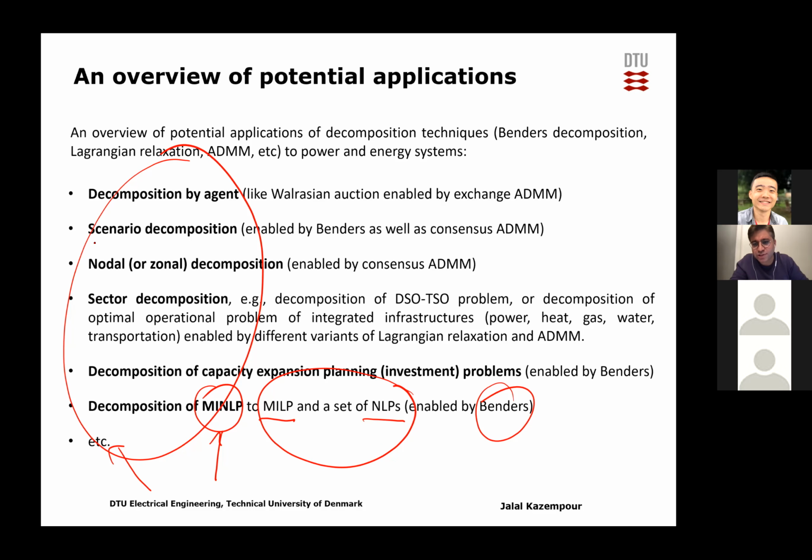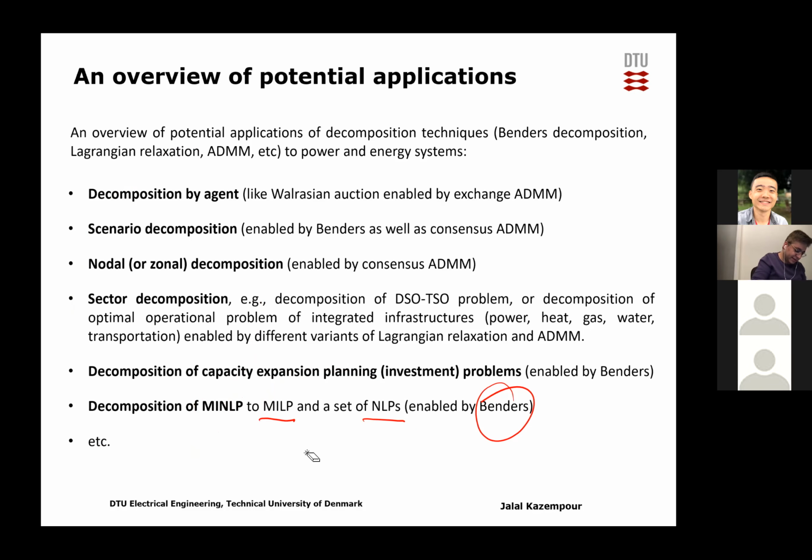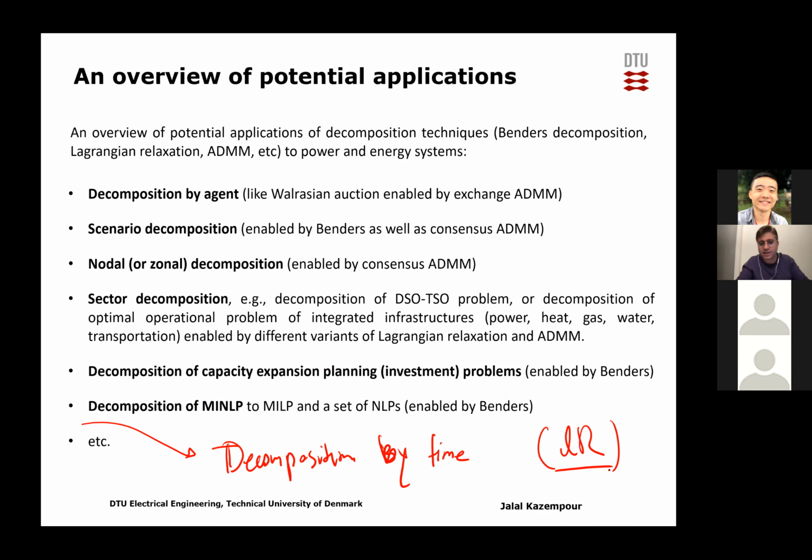Hosna said, how about decomposition by time slots? Yeah, you're right. I forgot it. Yes, you can also decompose by time, temporal decomposition. So it will be just by relaxing intertemporal constraints. Definitely. So instead of etc. here, we can also write decomposition by time. And again, you can use Lagrangian relaxation techniques. Good point, Hosna.